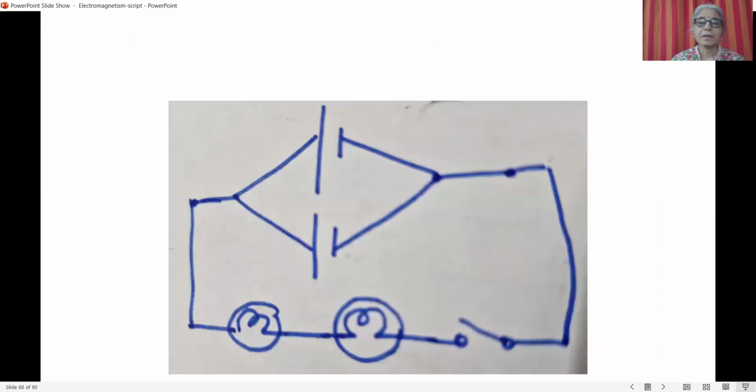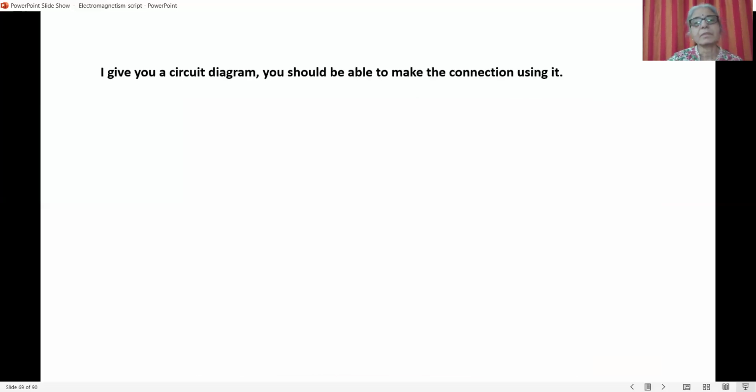So I have here a circuit diagram using standard symbols. It shows you two cells connected in parallel, two bulbs connected in series, and one switch. So if you're given any circuit diagram, no matter how complicated, you can look at the diagram and make the connections.